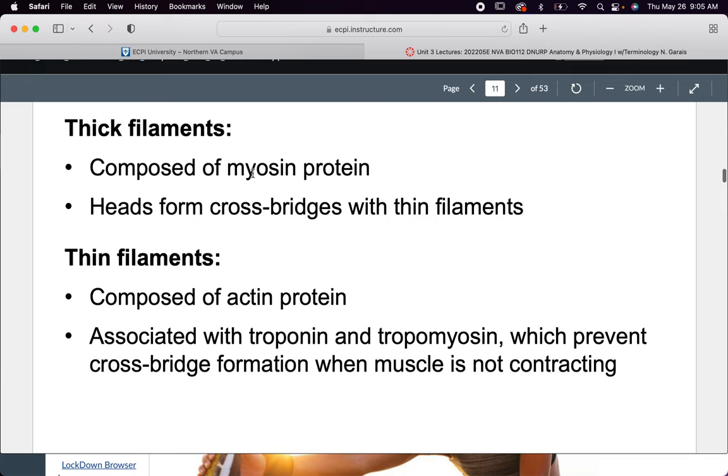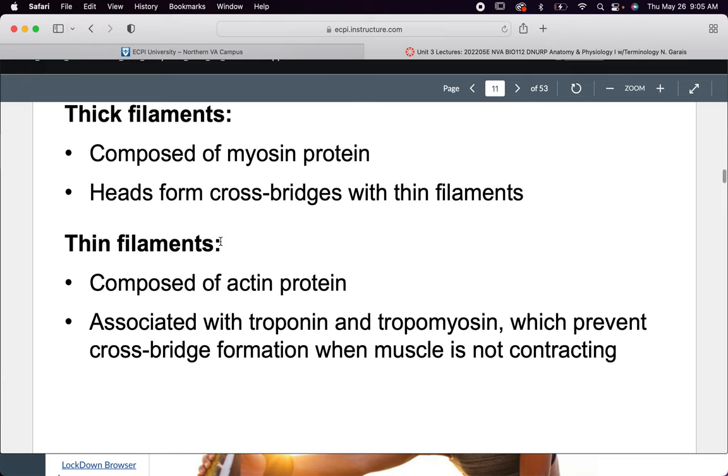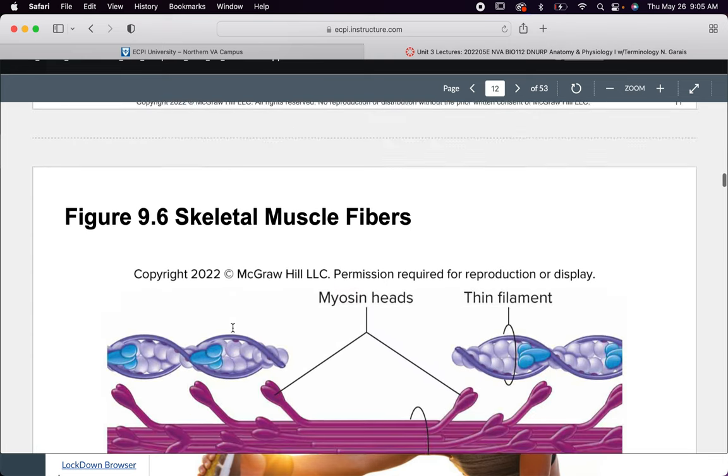Thick, myosin. And thin, actin. And there are also these cross bridges, and I'm going to show you that in a minute. The thick and thin filaments act together, and they pull on each other, and when they pull on each other, they pull closer, hence contracting or making the muscle shorter.